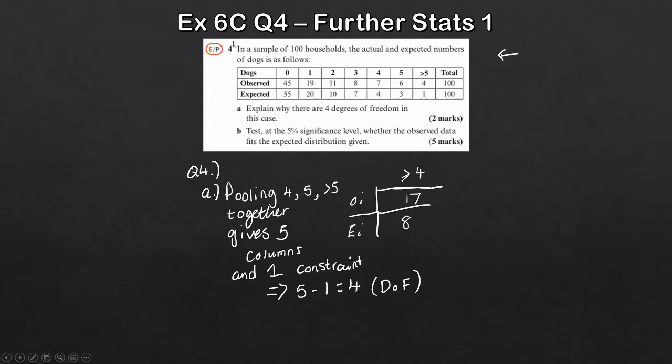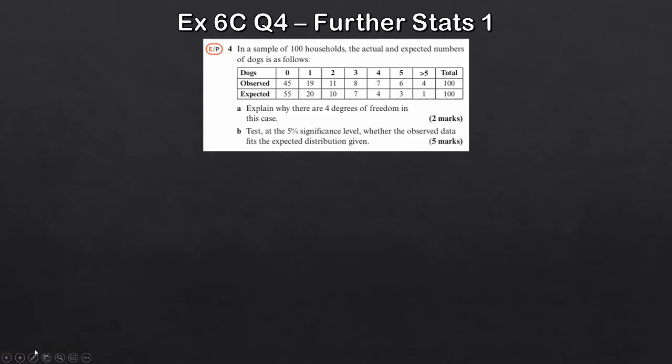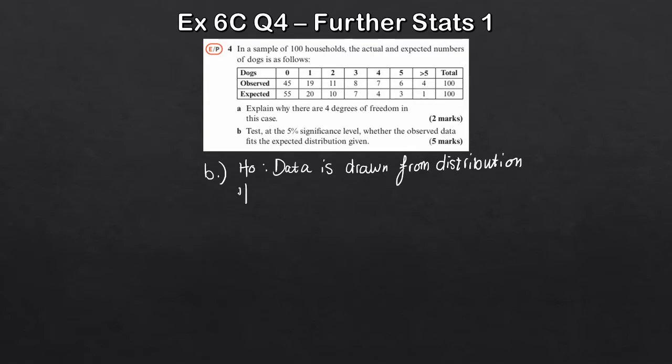Somehow I've took up most of the screen just for that one part. So we'll quickly clear this and then jump into the rest of it. So now for part B, we actually have to perform the test. So 5% significance level. Well, again, start with your hypotheses. So H naught, we're going to say that the data is drawn from the expected distribution. Or you could say it fits the distribution. And then obviously your H1 is just the opposite. It doesn't fit the distribution.